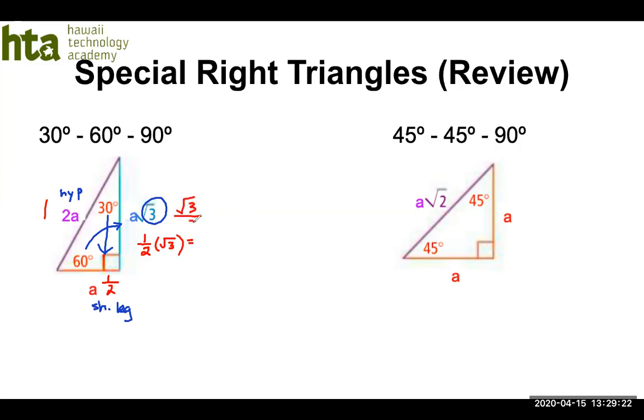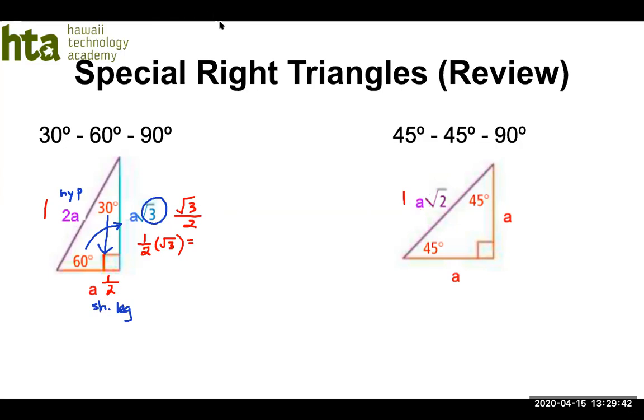We need to remember these key features of a 30, 60, 90, okay? The short leg opposite the 30-degree is 1/2. The long leg opposite the 60 is rad 3 over 2, and the hypotenuse is 1. Same concept for a 45, 45, 90. The hypotenuse is 1, and the hypotenuse is whatever the leg is times rad 2.